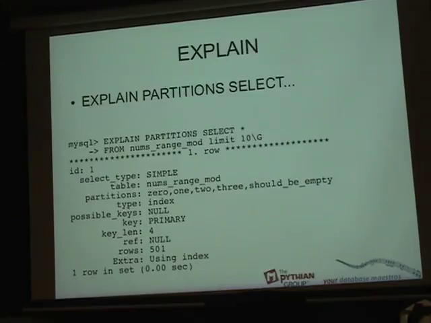So you also have this: instead of explain select, you can do explain partition select. So, explain partition select star from nums range mod limit 10, and you can see it's actually going to look through all of these indexes. Now it's interesting that it looks through the one that should be empty, but it does look at the type, and it does look at the keys and stuff. But you can't specify different indexes for different partitions.